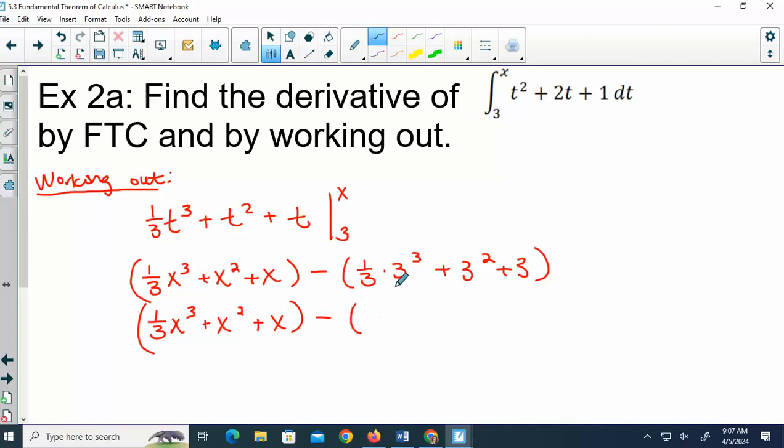3 to the 3rd is what? 27. Divided by 3 is 9. 3 squared is 9, plus 3. So the antiderivative is 1/3 x cubed plus x squared plus x minus 21.